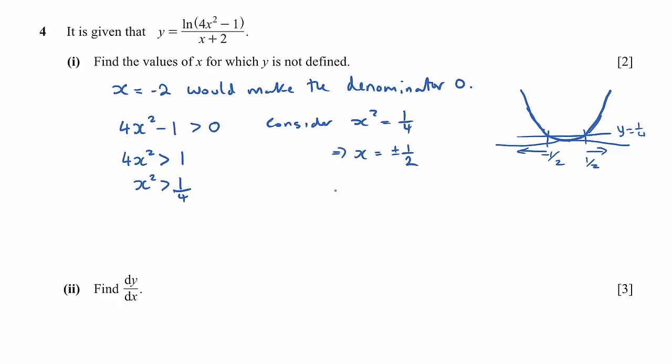So x cannot be between negative a half and a half, inclusive. It can't be those either, because if x squared is a quarter, that would actually give me log of 0, which is undefined, so we can't do that. So altogether, we cannot have x between these values, and we can't have x equal to -2.